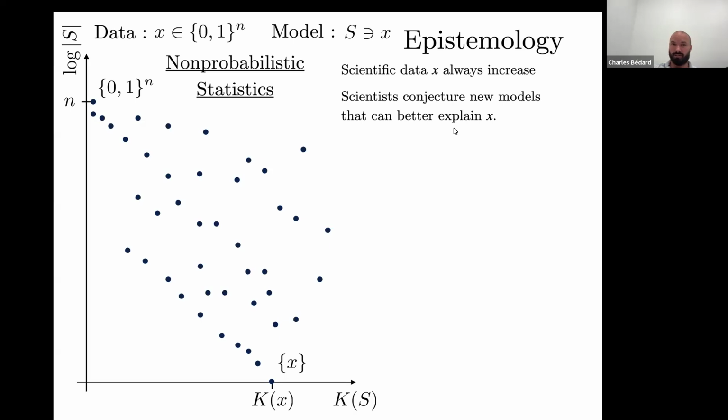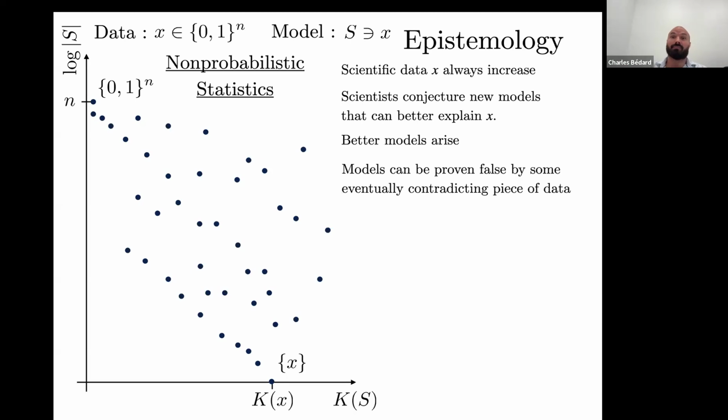The truth is that we don't run a dovetail kind of program to find scientific theories. That's not how it works. We just conjecture them, right? What if space-time bends? What if we have a Hilbert space to describe particles, and so on. But we conjecture models that can better explain X. And then better models arise, and models can be proven false when we have a contradicting piece of evidence. So, right, if we have a scientific theory, it constrains our set of possible strings that we ought to measure, but then we find that X, as it increases, contradicts that. We're falsifying theories this way.